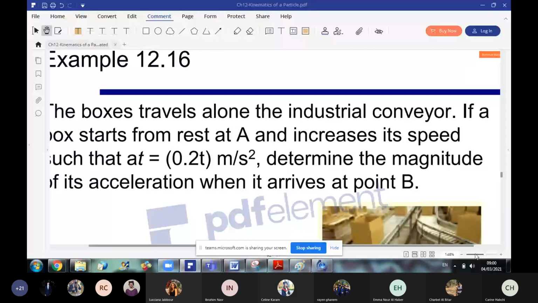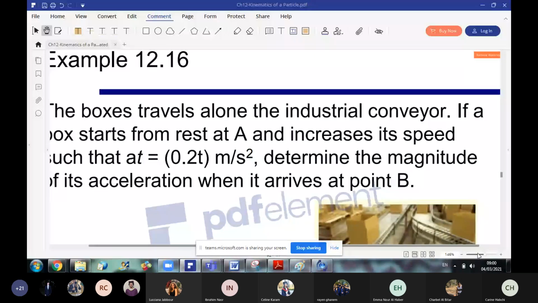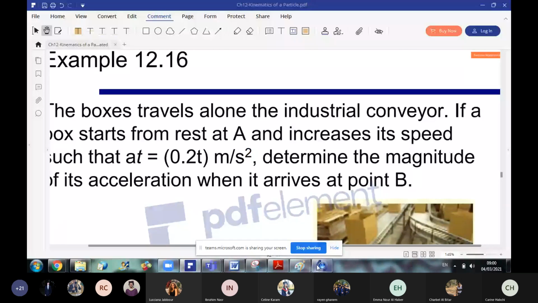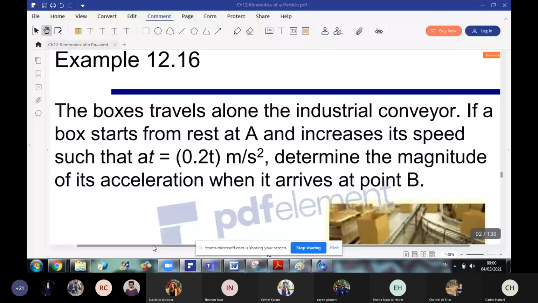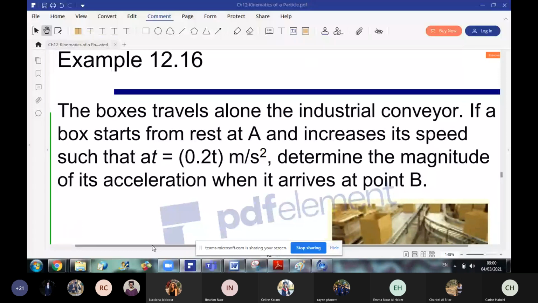So we have boxes traveling along an industrial conveyor. If a box starts from rest at A and increases its speed so that a_t is equal to 0.2t m/s², determine the magnitude of its acceleration when it reaches point B.